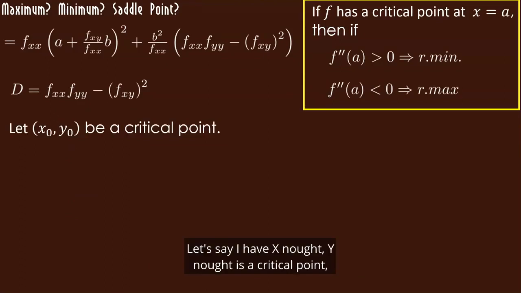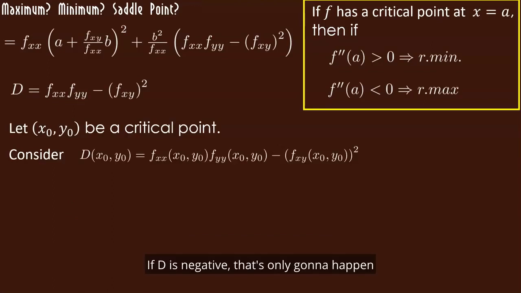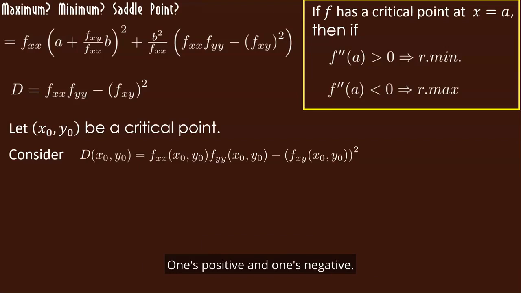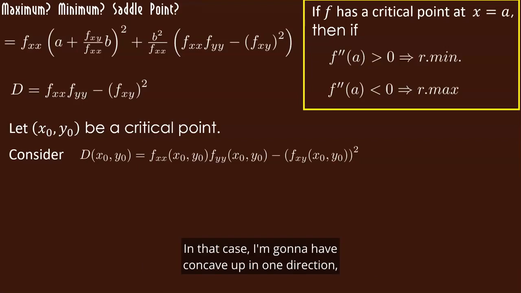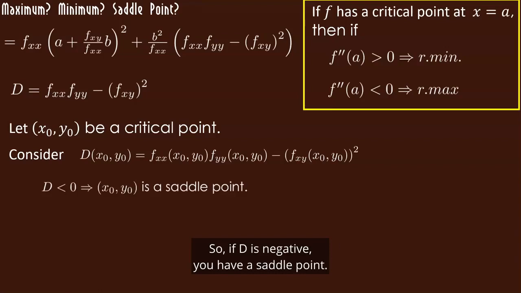Let's say I have x naught, y naught is a critical point, and I want to consider what this expression is. If D is negative, that's only going to happen if the first two, the f sub xx and f sub yy, have different signs. One's positive, one's negative. In that case, I'm going to have concave up in one direction and concave down in the other. It's also possible they have the same sign, but they're not big enough to overcome this f of xy squared, and when you subtract it, you get a negative number. So that means that pull of the f sub xy is stronger than in the x or y direction. So if D is negative, you have a saddle point.